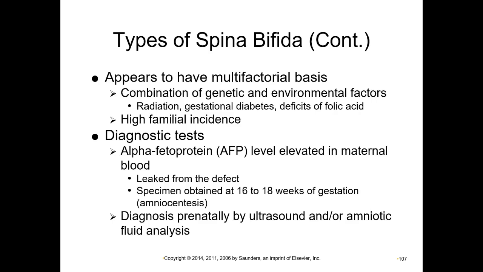Diagnostic test: the AFP level will be elevated in maternal blood. So we check maternal serum to see if there's an elevation. It's leaked from the defect. The specimen is obtained at 16 to 18 weeks, usually with an amniocentesis. We can also look at ultrasounds prenatally and see the defect, see the sac on the ultrasound.